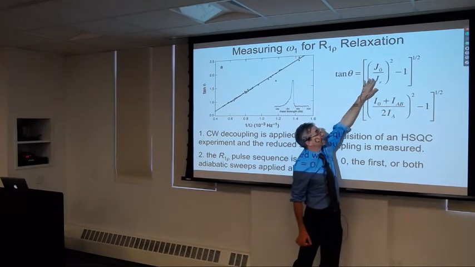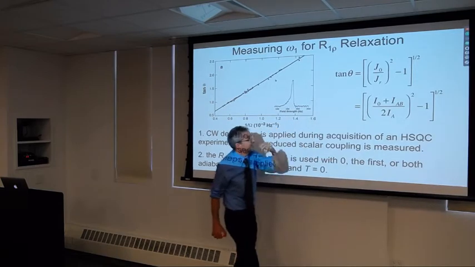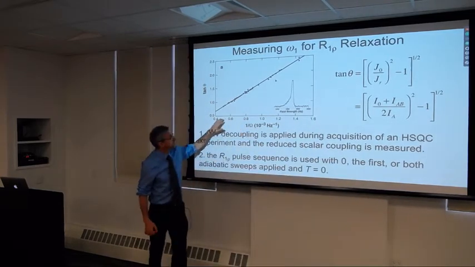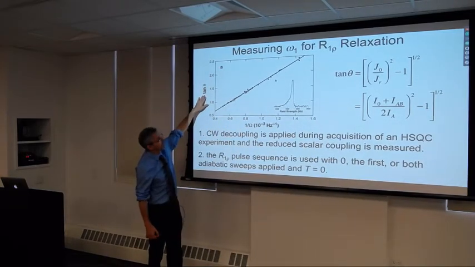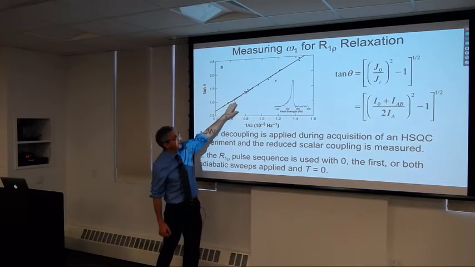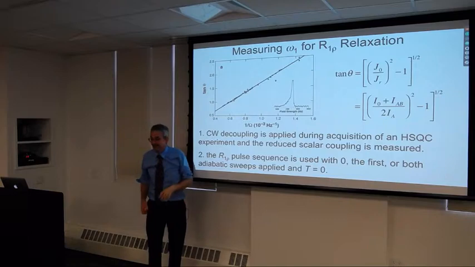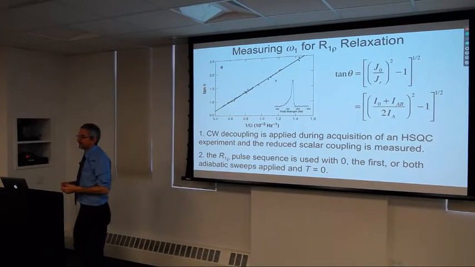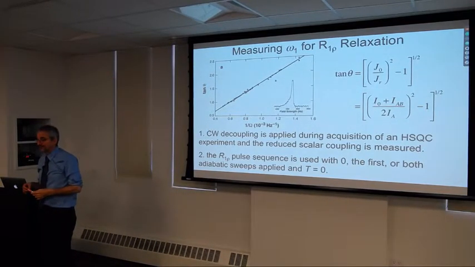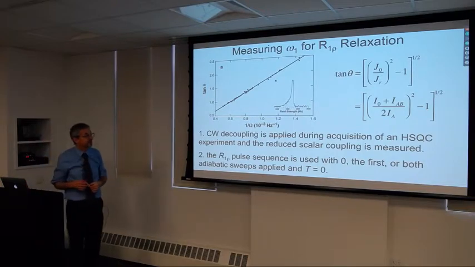We know the J coupling in the absence of the field. So tan theta is measured here. There's a straight line fit, and from the slope one can get the value of the B1 field. So that's more accurate than just measuring a 90-degree pulse. So in this experiment, we like to know the B1 field as best as possible.